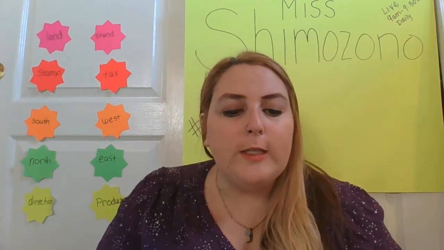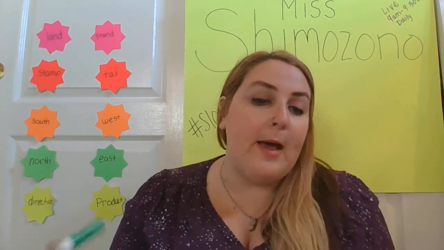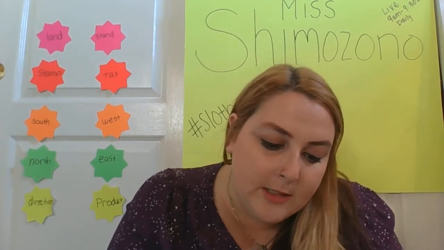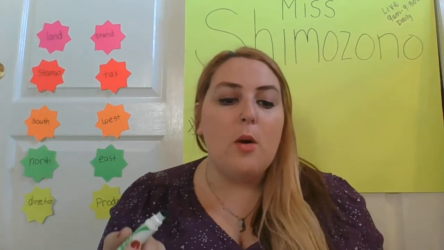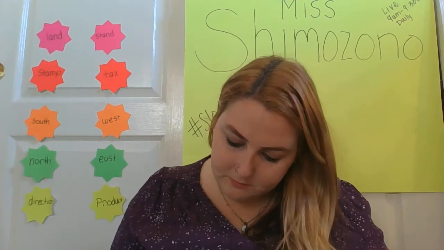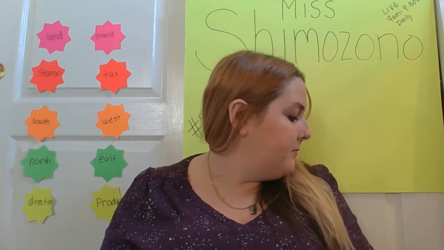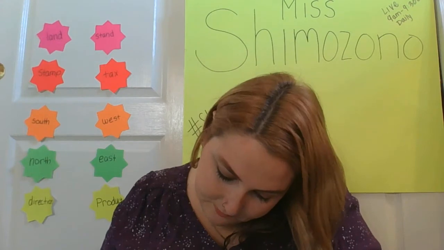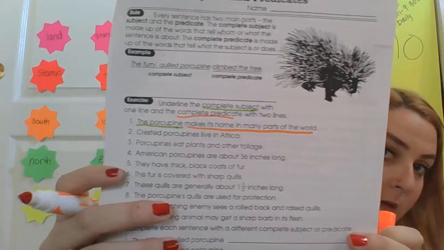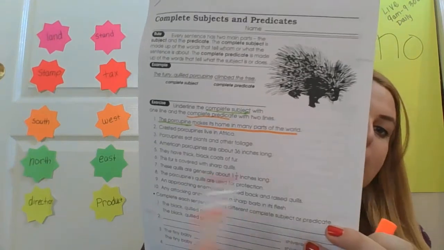Here we go. The porcupine made its home in many parts of the world. So who or what is that about? It's about the porcupine. And I'm going to do mine in two separate colors. So my subject will be green, and my predicate will be orange. So here we go. The porcupine is the subject, and the rest of the sentence is the predicate.